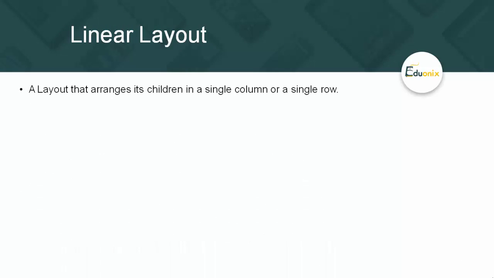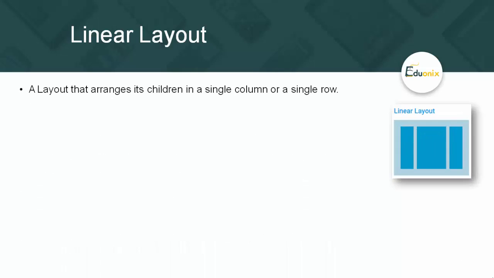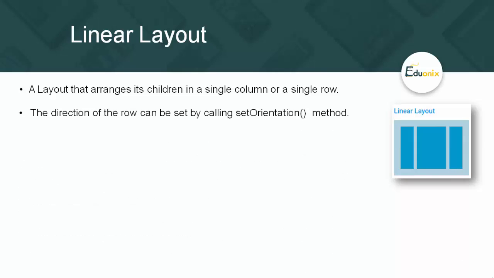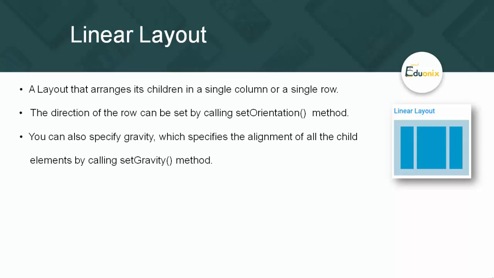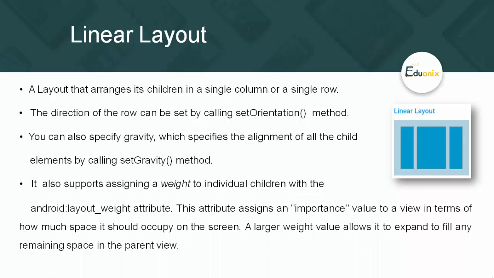Linear layout arranges its children in a single direction, which can either be vertical or horizontal. We can specify the direction using the Android orientation attribute. We can set the layout direction using the set orientation attribute. In this attribute, we set the orientation of the child elements as horizontal or vertical. For example, the following code snippet depicts the element to be vertically aligned.